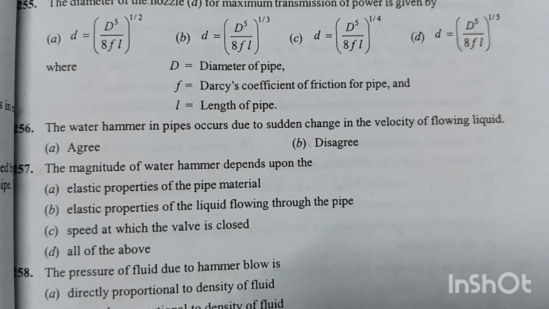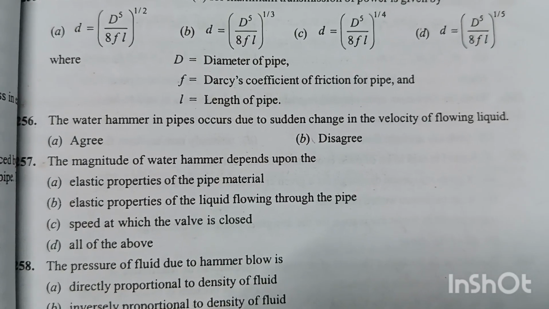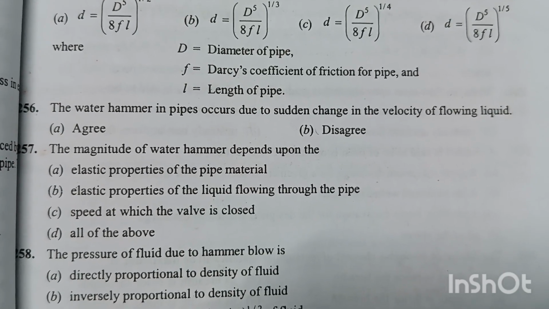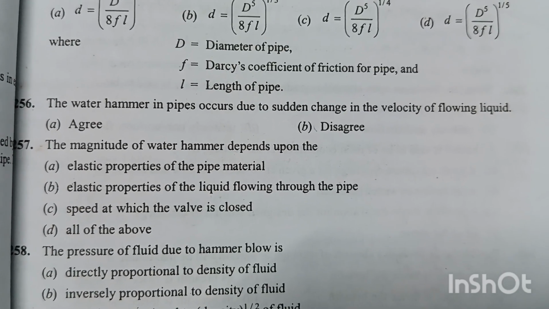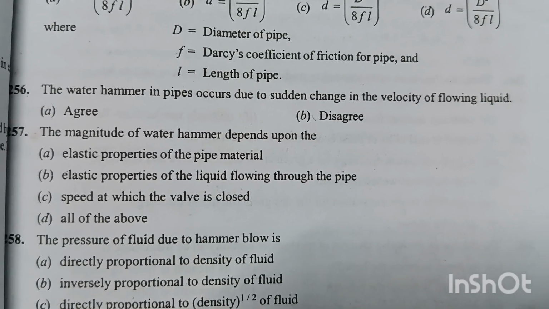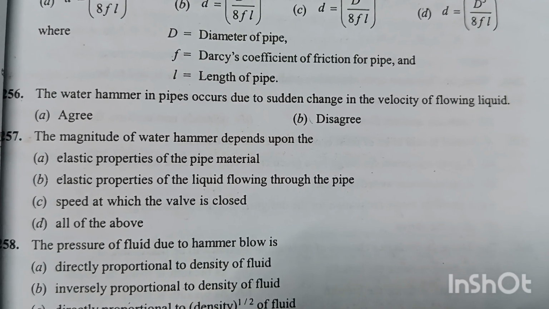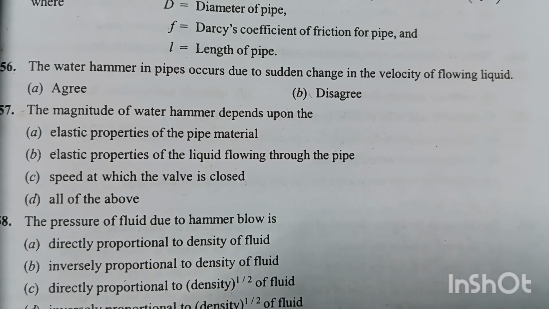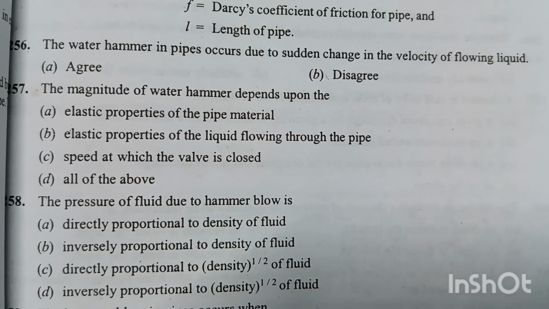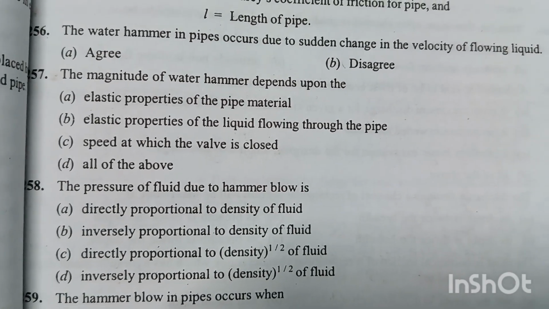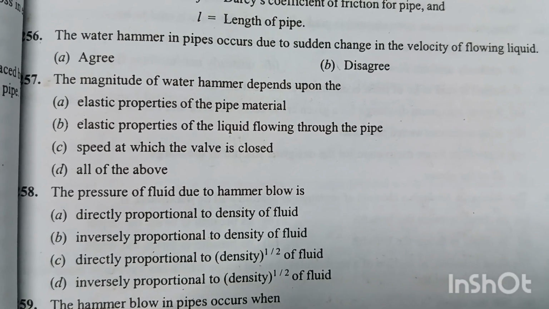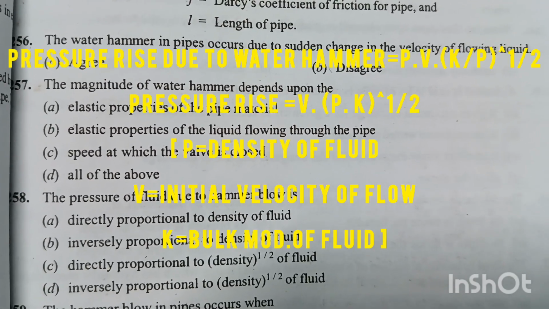Agree. Question number 257. The magnitude of water hammer depends upon option A, elastic properties of the pipe material. Yes, right. Option B, elastic properties of the liquid flowing through the pipe. Right. Option C, speed at which the valve is closed. Right. Option D is right answer, all of the above. Question number 258. The pressure of the fluid due to hammer blow is directly proportional to the square root of density of fluid. Option C is right answer.